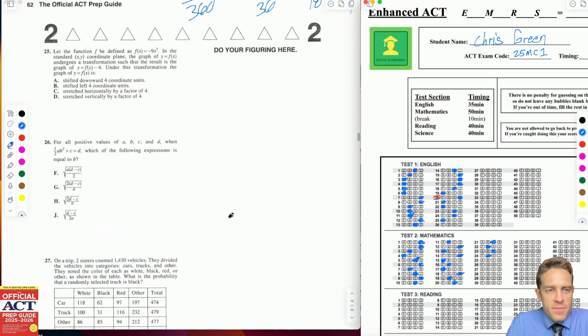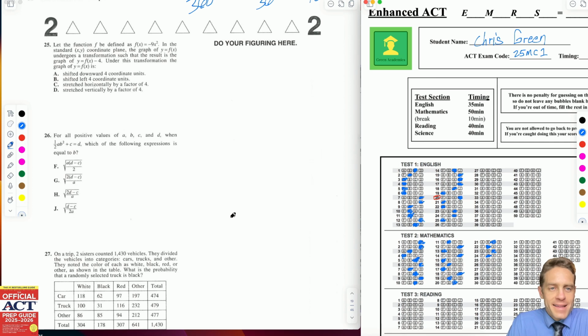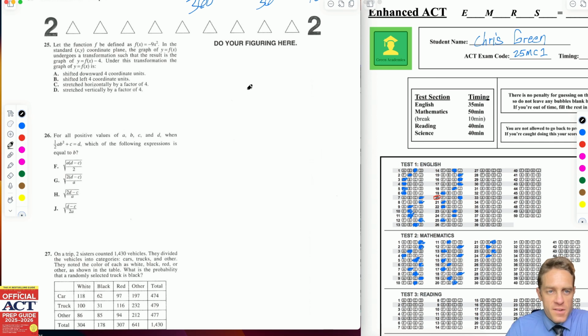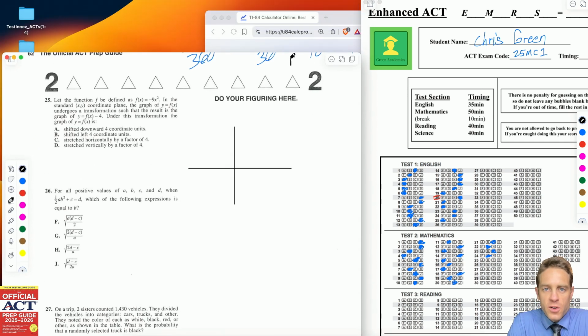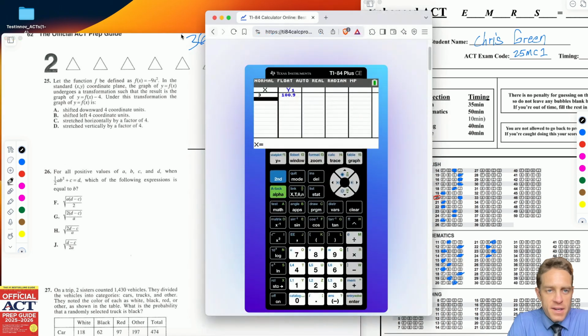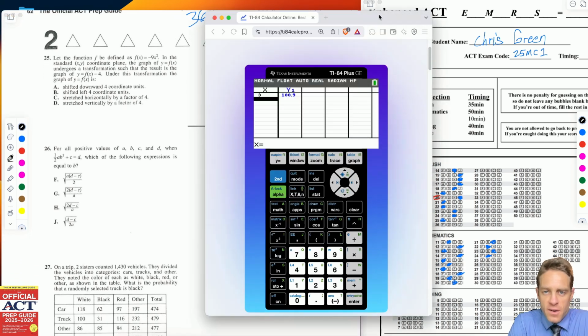Let the function f be defined as f of x equals negative 9x squared. In the standard xy coordinate plane, the graph of y equals f of x undergoes a transformation such that the result is the graph of y equals f of x minus 4. Under the transformation, the graph of f of x is, well, this is what you think it is, but it's simply shifted down 4. But if you weren't sure, you can use the TI to give you a really good answer to this, actually.